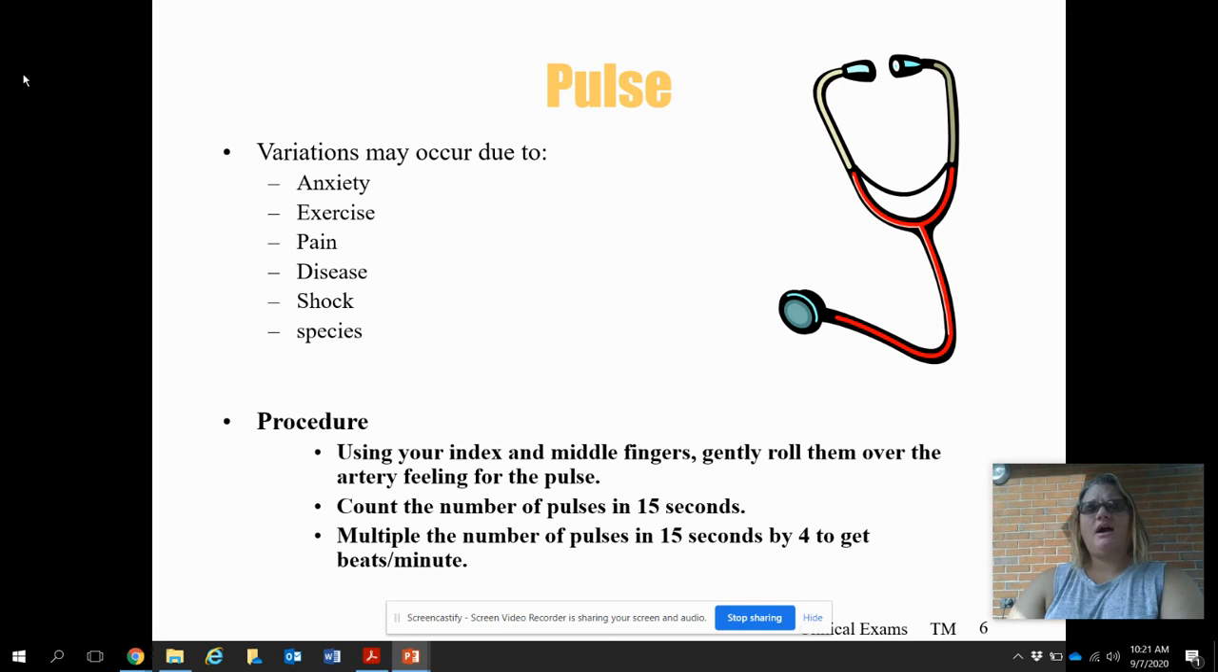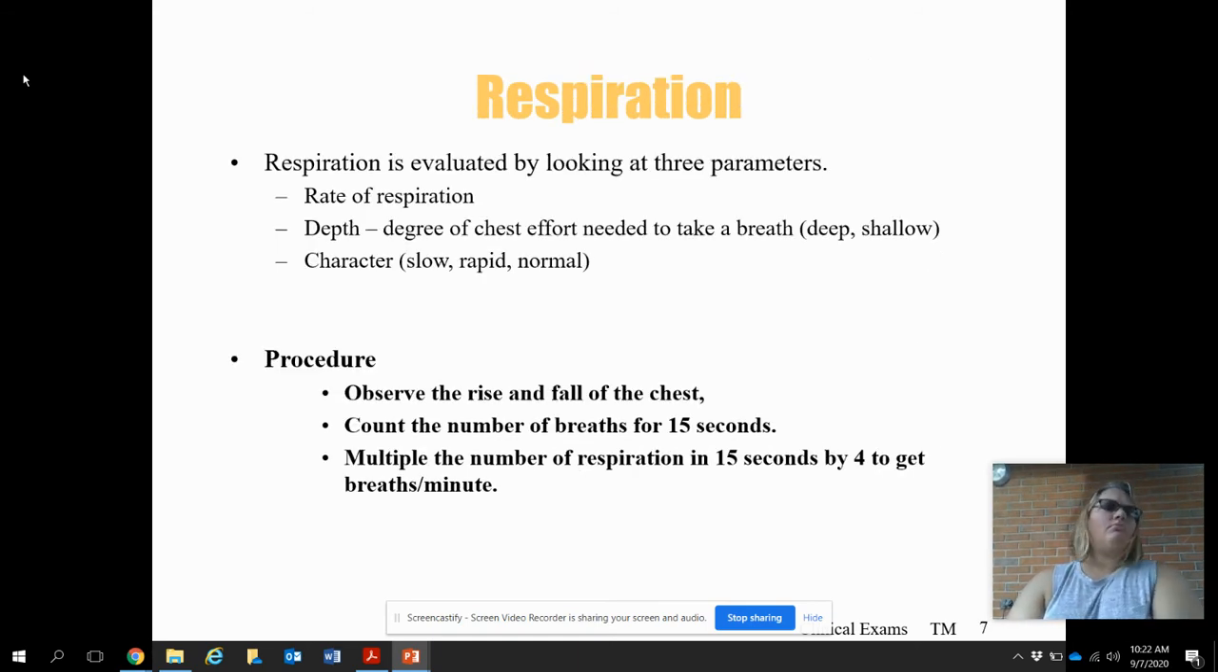And again, you count the 15 seconds. And you multiply by 4. And what you'll be counting when you're listening, when you're auscultating, is lub dub, lub dub. So it's lub dub 1, lub dub 2, lub dub 3, lub dub 4, lub dub 5, so on for 15 seconds. All right, respiratory rate.